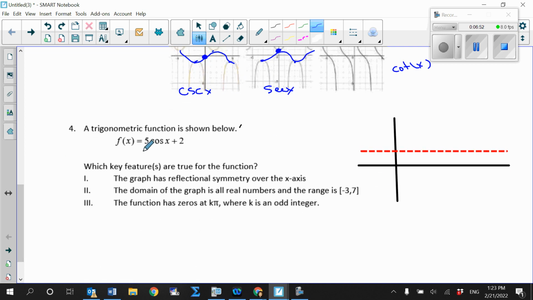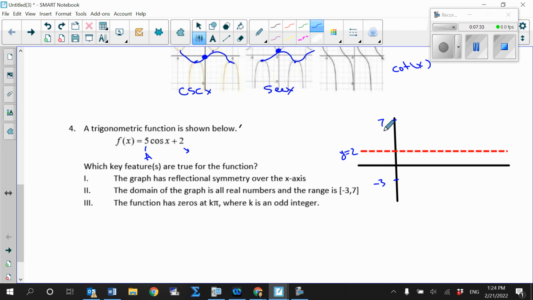Next question. A trigonometric function is shown below, 5 cosine of x plus 2, and we want to know which of these features are right. First of all, I'm going to graph the function. We know that the 5 is going to be the amplitude, and the 2 here is the sinusoidal axis, which shows the vertical shift. So the function is shifted up, and at y equal to 2 we have the sinusoidal axis. The 5 gives me the amplitude, so I go 5 up at 7, that's the highest point, and 5 down at -3 is the lowest point.